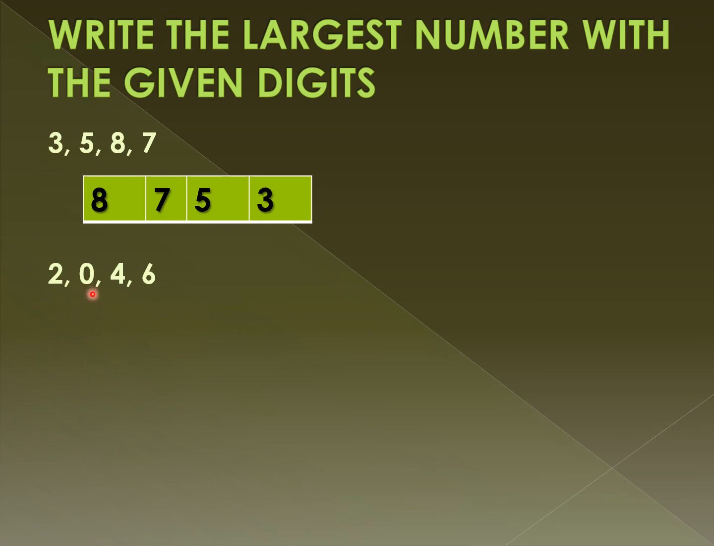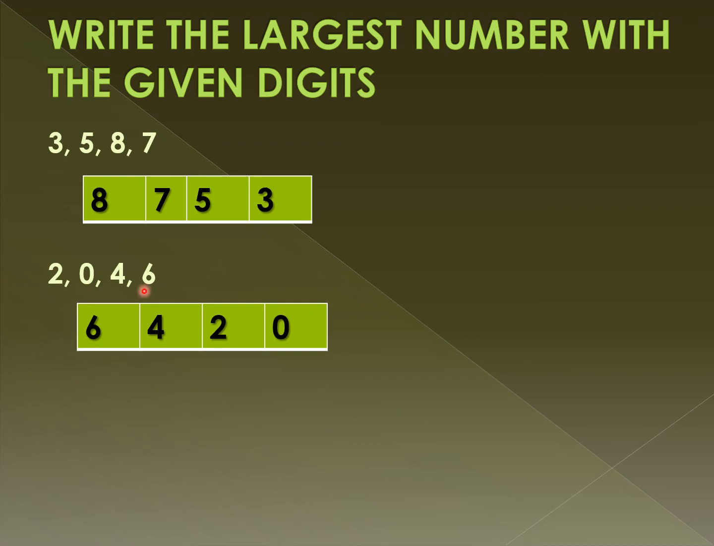Let's look at another example. 2, 0, 4, 6. Again, to form the largest number, we arrange these digits in descending order, greatest to the smallest. 6, 4, 2, 0. The largest number is 6,420.